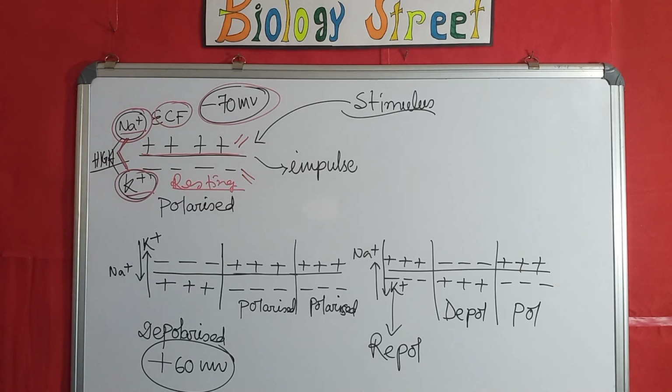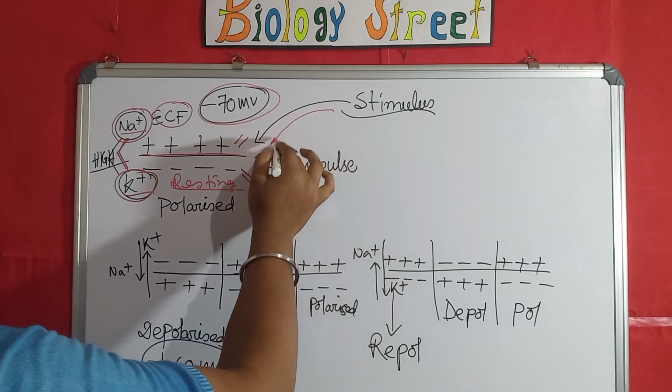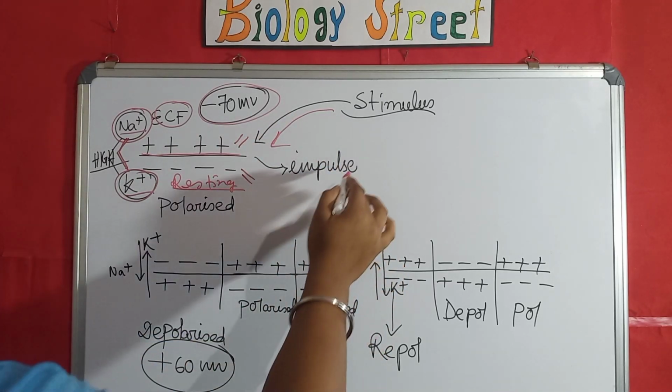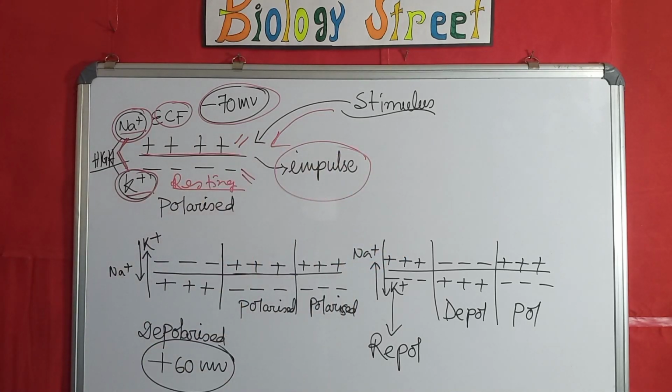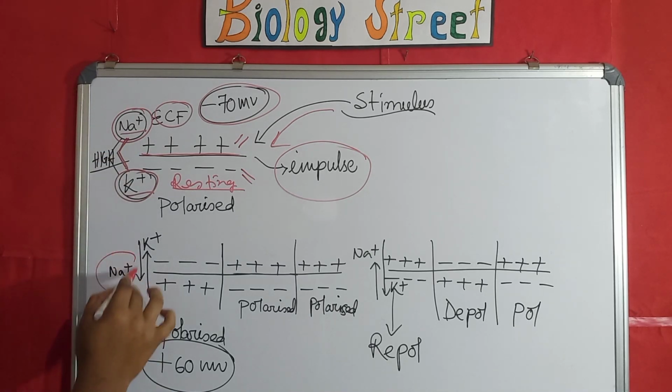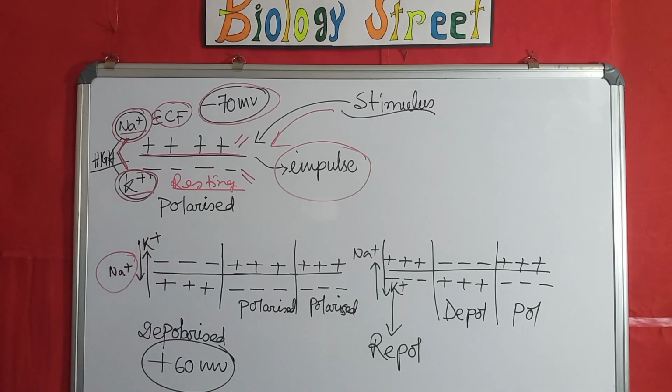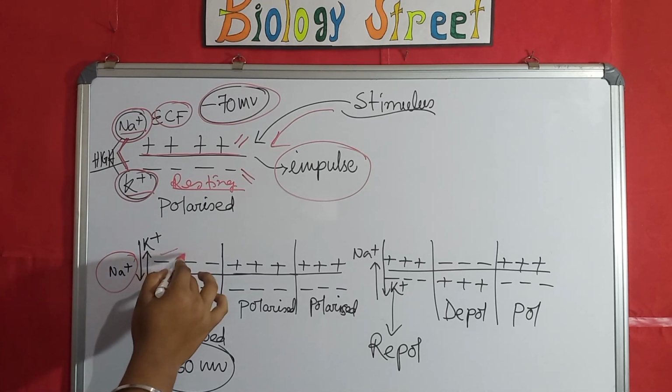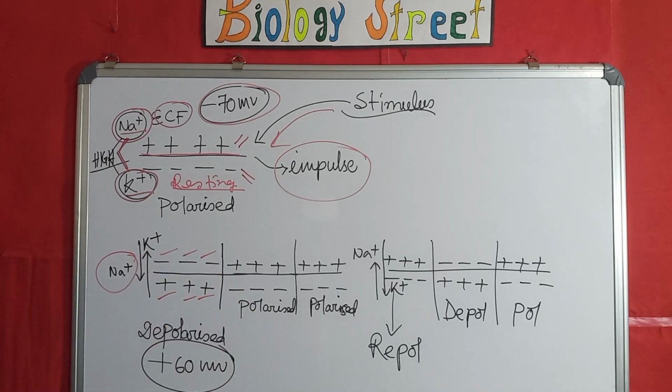Now, suddenly a stimulus comes here and an impulse is created like this. What will happen now? This condition is known as the polarized condition, and it will be depolarized. Sodium ions will get in and potassium ions will get out. That's why an imbalance will be created, and the outer portion will become minus and the inner portion will become plus. This condition is termed the depolarized condition, whose potential value is plus 60 mV, and this is also the action potential.